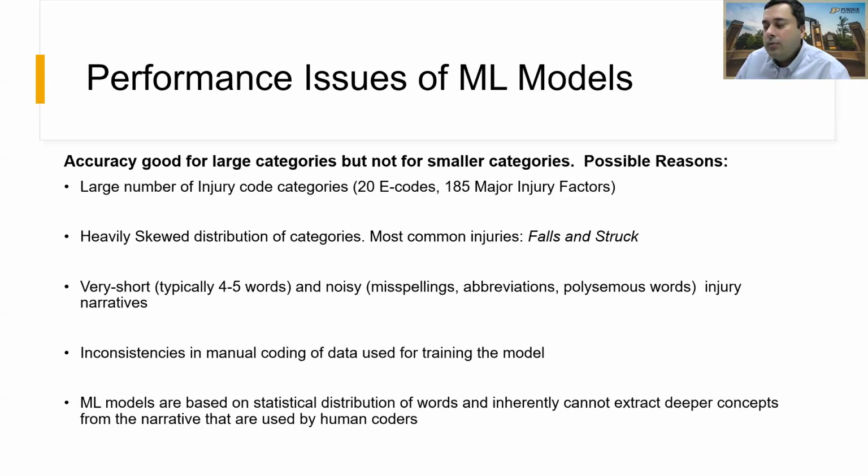Now, the more recent ones, like the deep learning models with word embeddings and the large language models, have some capability of doing that. But again, the data is still very noisy. So we have done some experiments with the deep learning models and the large language models. They are better than traditional machine learning models, but yeah, there are some limitations.